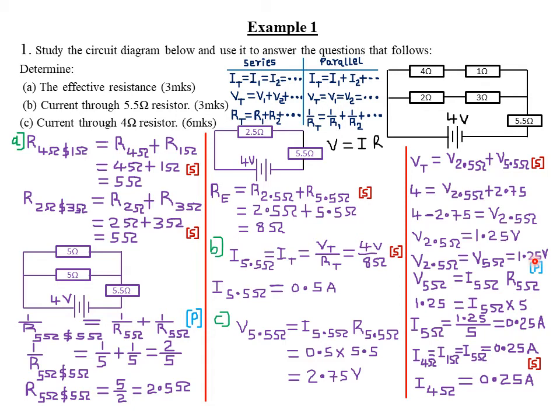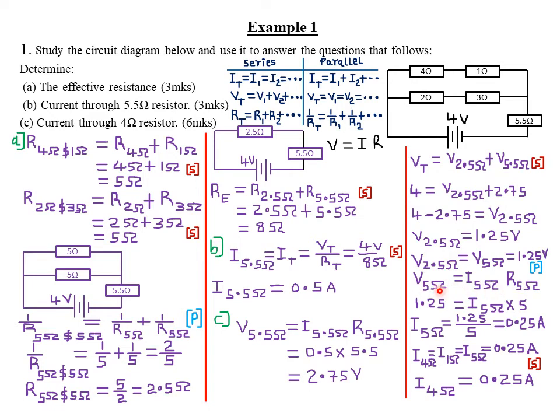Now once we have the voltage, we can easily find the current. Remember, the aim is to find the current through the 4 ohm resistor. Because we have the voltage through the 5 ohm resistor and we have the resistance of the 5 ohm resistor, we can easily find the current through the 5 ohm resistor. We'll see why we are finding the current. From Ohm's law, V is equal to IR. Therefore, the voltage through the 5 ohm resistor is equal to the current through the 5 ohm resistor times the resistance of the 5 ohm resistor.